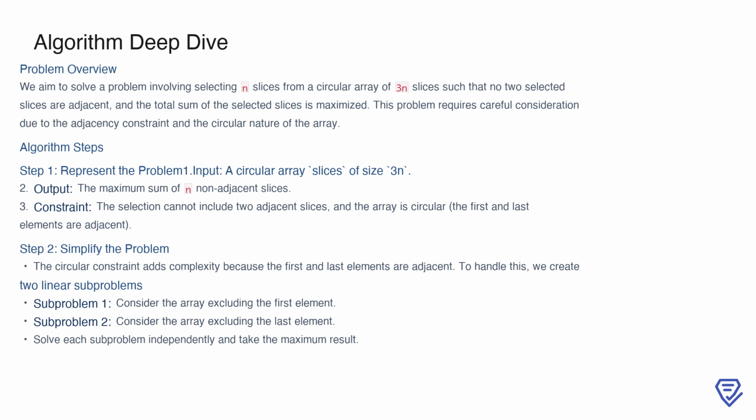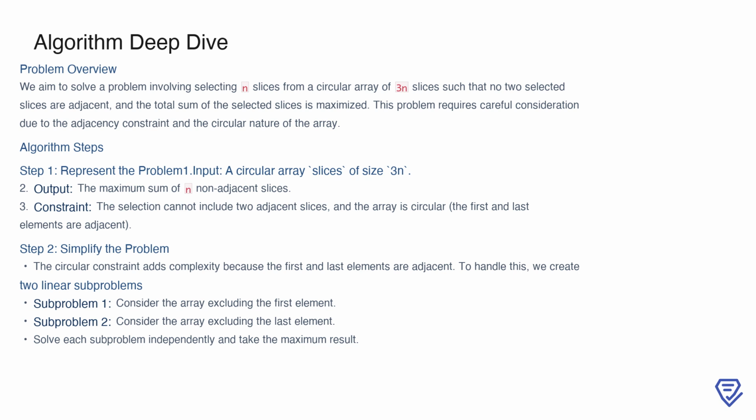In this problem, we are tasked with selecting n slices from a circular array of 3n slices in such a way that no two selected slices are adjacent, and the total sum of the selected slices is maximized. The circular nature of the array adds complexity because the first and last elements are adjacent, which makes it impossible to directly apply a linear selection strategy.